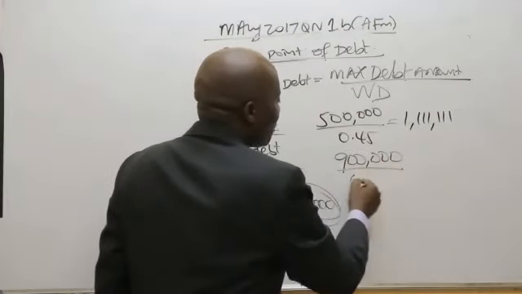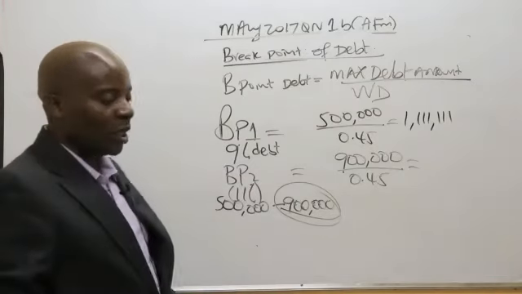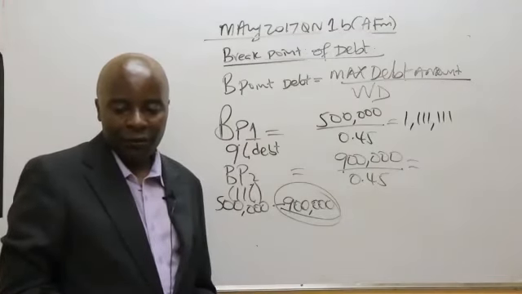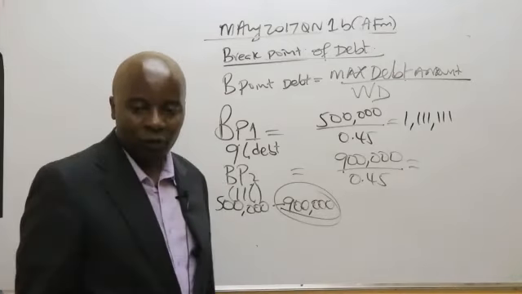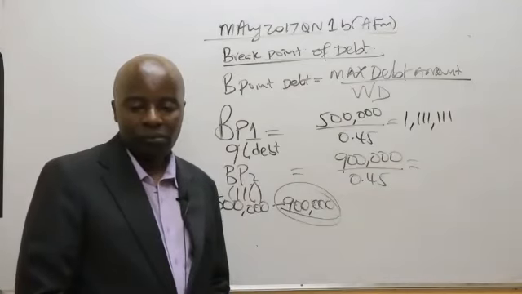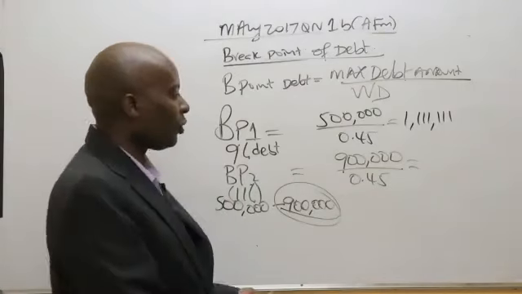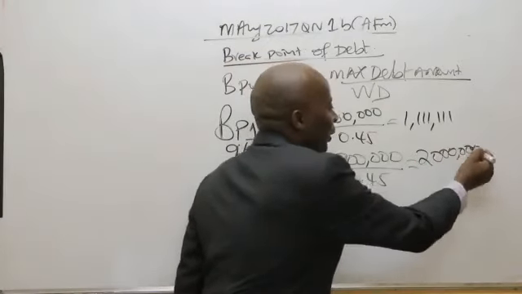We divide this by the same weight there. So what is 900,000 divided by 0.45? 900,000 divided by 0.45, that will give me what figure, ladies and gentlemen? 2 million, thank you and thank you very much.